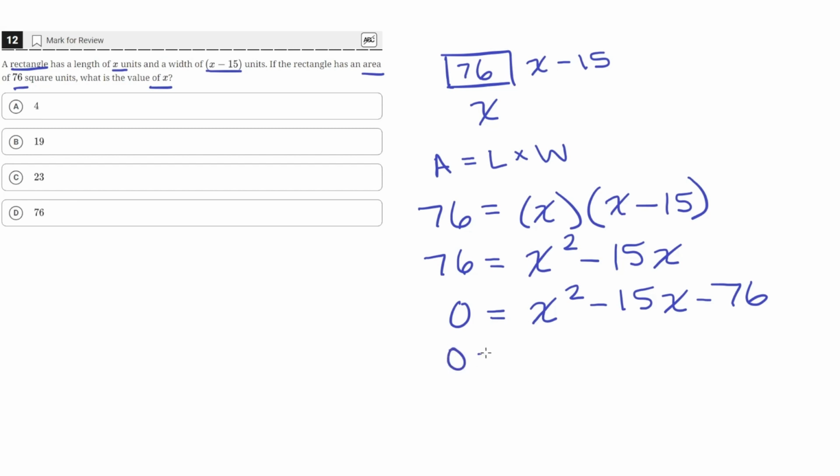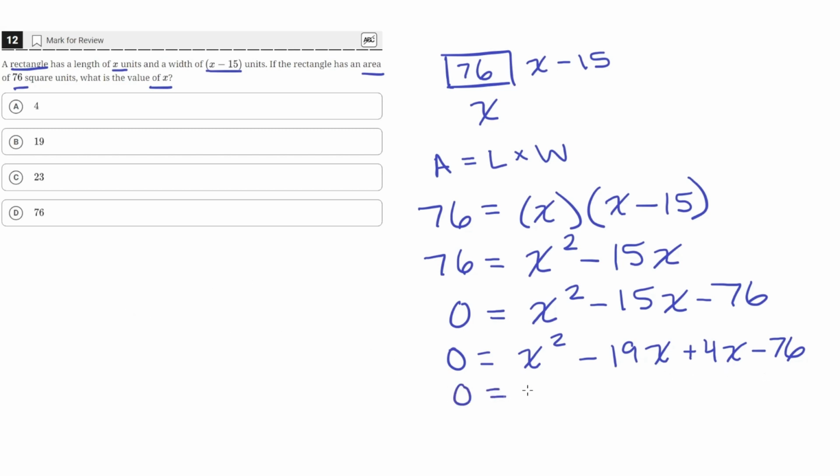So in this case, it would be 0 equals x squared minus 19x plus 4x minus 76. So we just split this negative 15 into negative 19x plus 4x, which just equals negative 15x. But now, negative 19 times 4 is equal to negative 76. This will allow us to factor this by grouping.